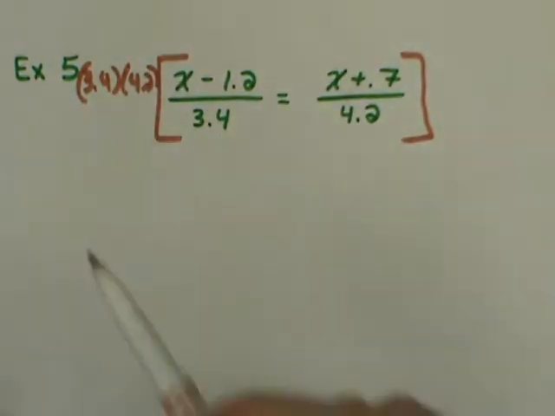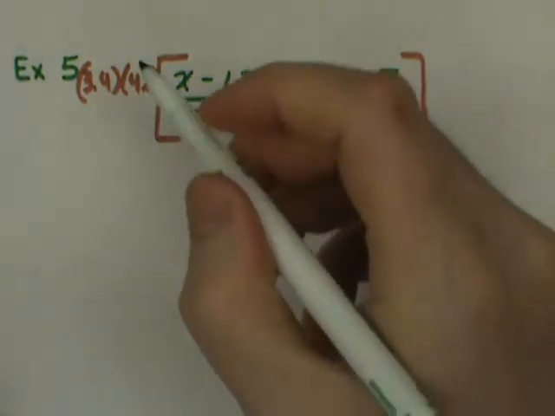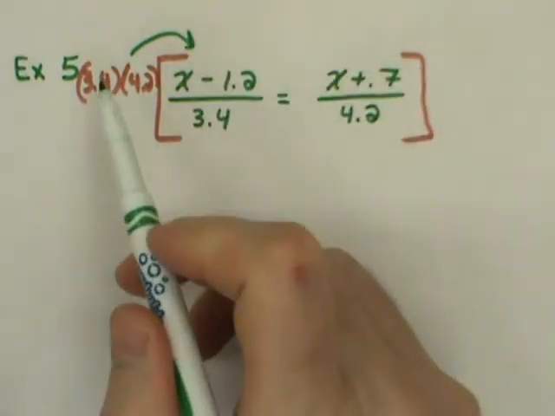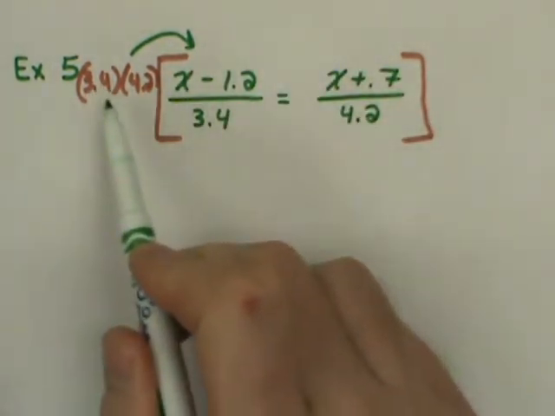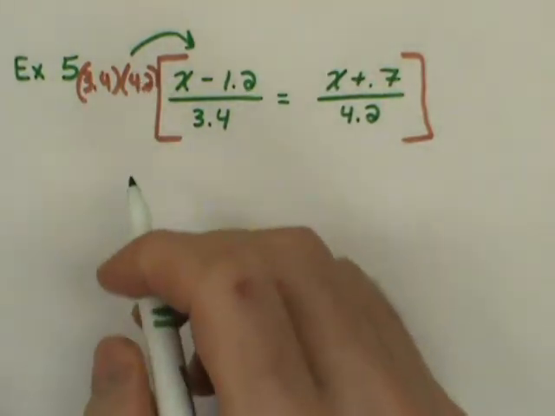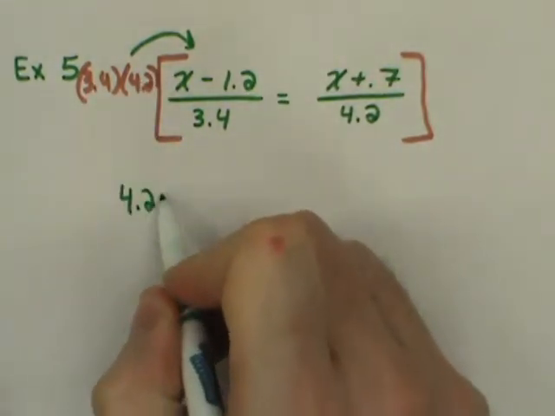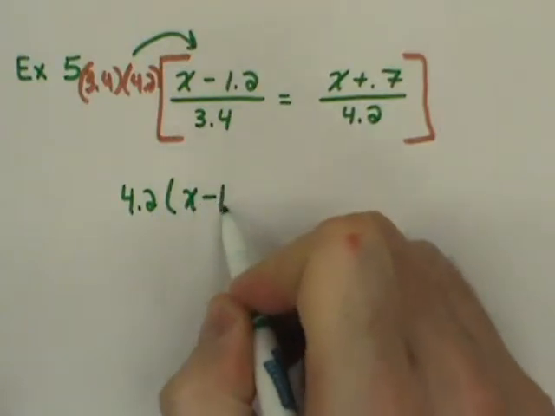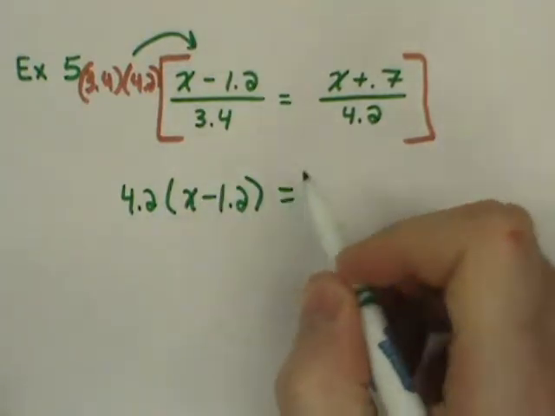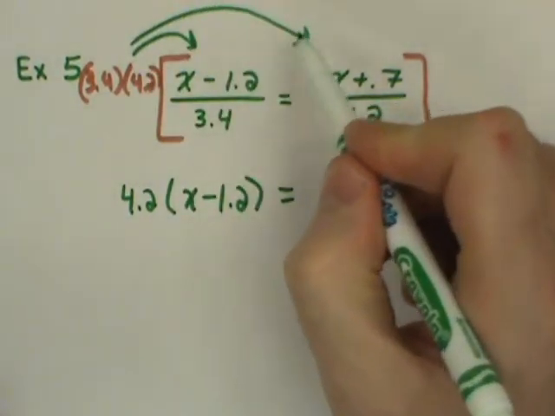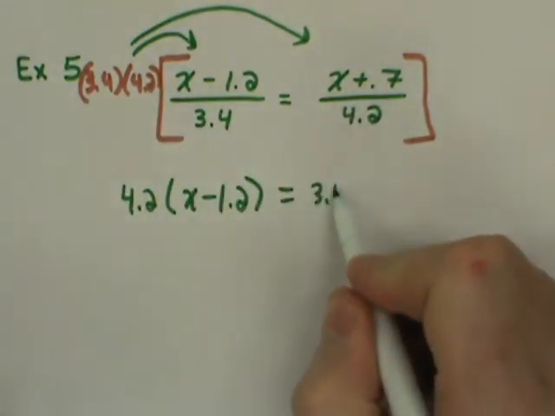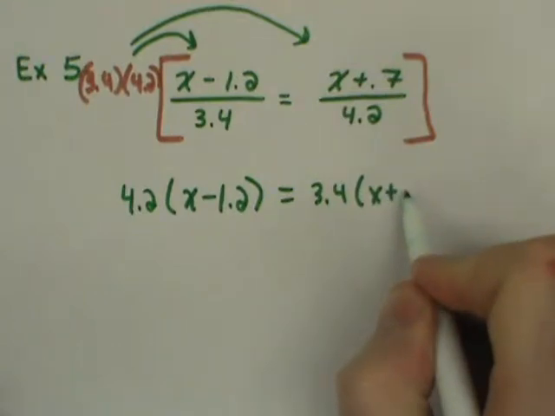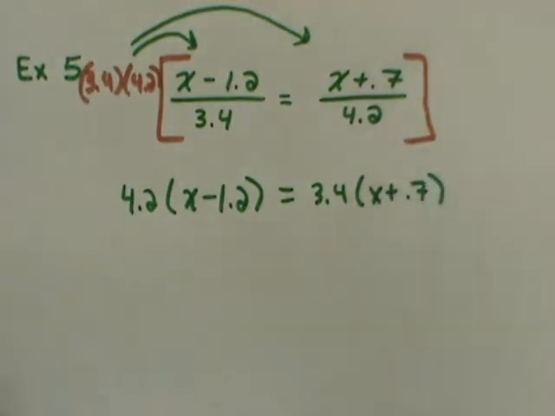As I multiply that, as I distribute that across, notice that the 3.4 would drop out from the first fraction because this is the top, this is the numerator, this is the denominator. Connected through multiplication, I can cancel that out. And so this would come down as 4.2 times x minus 1.2. In a similar way, as I distribute this to the second fraction, the 4.2's can drop out, and so I would have 3.4 times x plus 7.7.